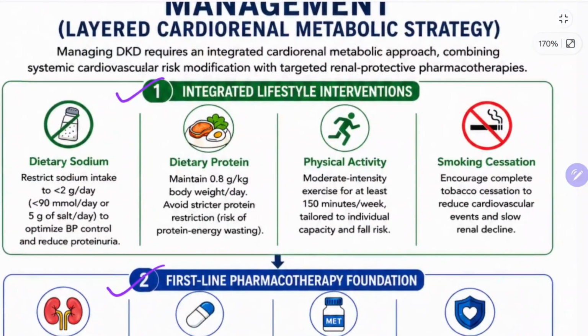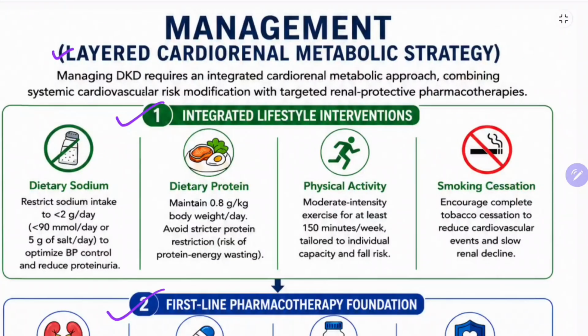So you say this as a layered cardiorenal metabolic strategy. Managing DKD requires an integrated cardiorenal metabolic approach combining systemic cardiovascular risk modification with targeted renal protective pharmacotherapies. In that, first one is lifestyle interventions. Dietary sodium intake should be restricted to less than 2 gram per day, or 5 gram of salt per day, to optimize BP control and reduce proteinuria. Or you can simply say to the patient, you should not take added salt diet. No added salt diet the patient should take.